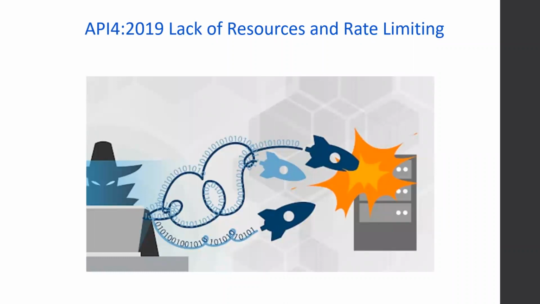Now, coming to the fourth one, API 4, that is lack of resources and rate limiting. There is a very famous incident around this vulnerability. API 4 plus API 9. API 9 is improper assets management. I would just like to recall, or tell the story again.